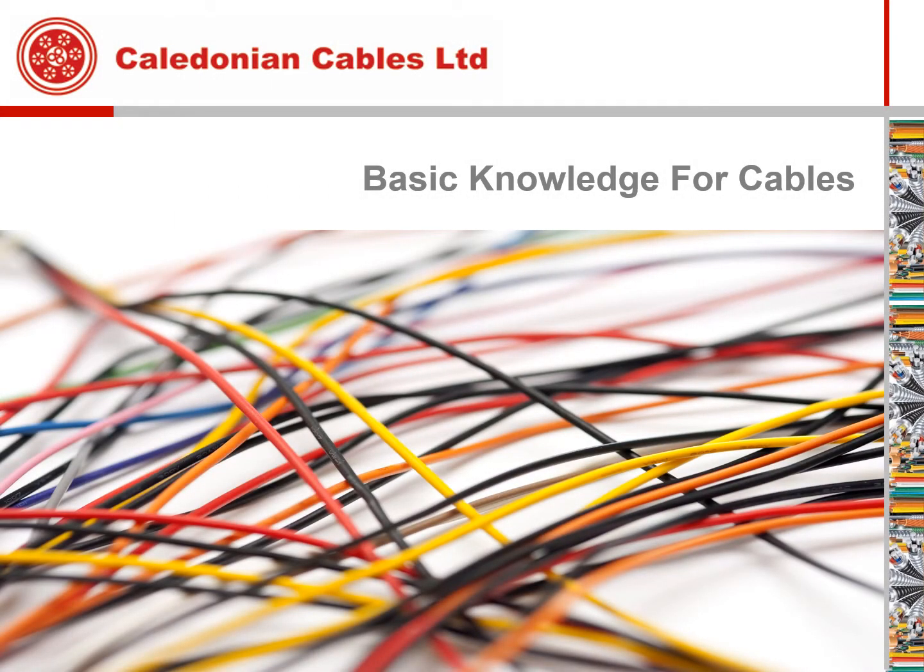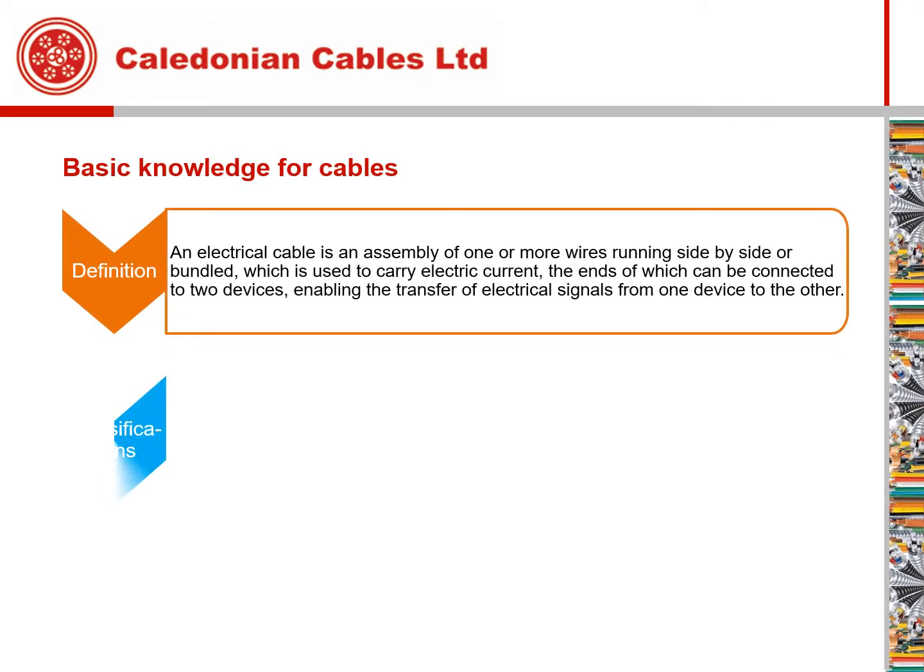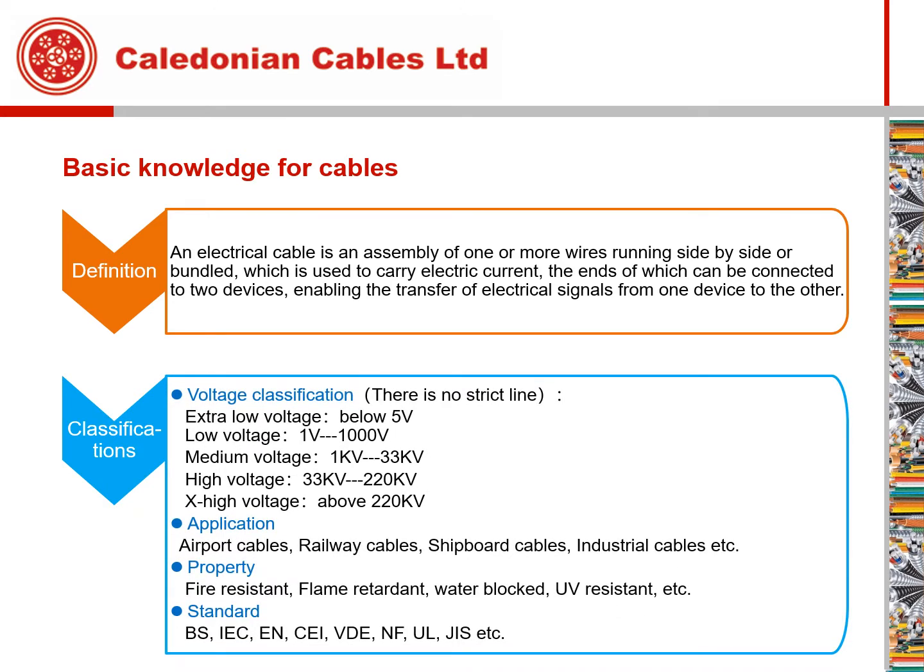Basic knowledge for cables. Hereby we will talk about the basic knowledge of cables, including classification, construction, and function of each part, and so on. An electrical cable is an assembly of one or more wires running side by side or bundled, which is used to carry electric current, the ends of which can be connected to two devices, enabling the transfer of electrical signals from one device to the other.